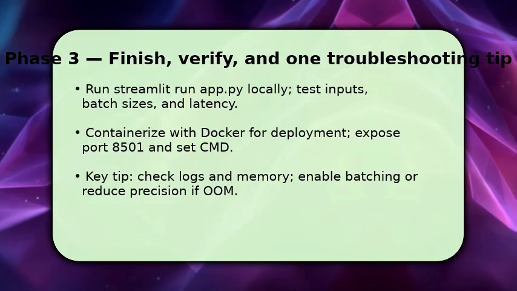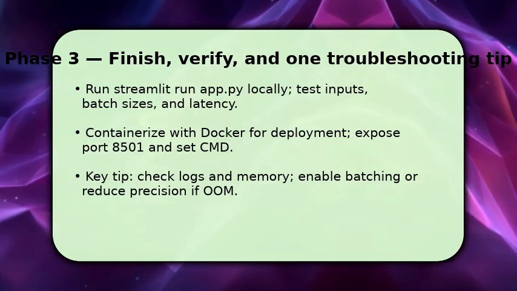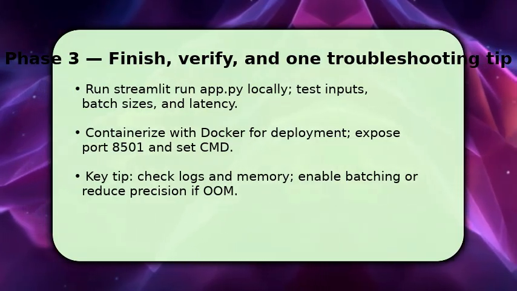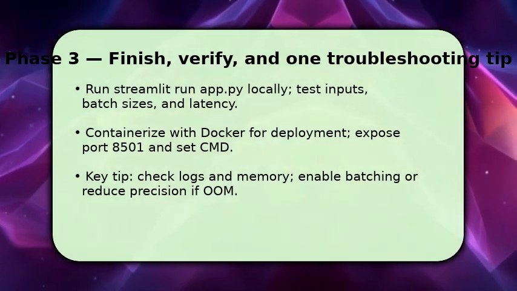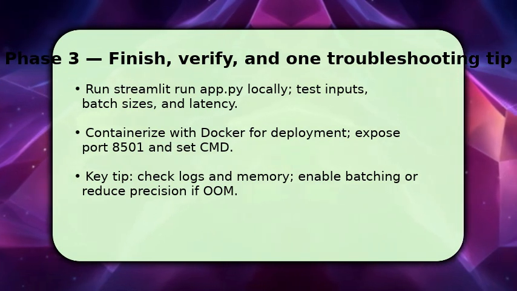If things fail, inspect the process logs and resource metrics, often reducing precision, adding batching, or increasing swap resolves out-of-memory issues, so try those first.